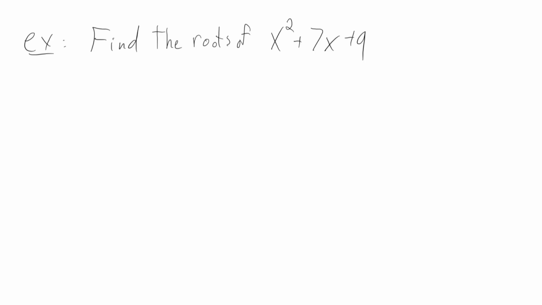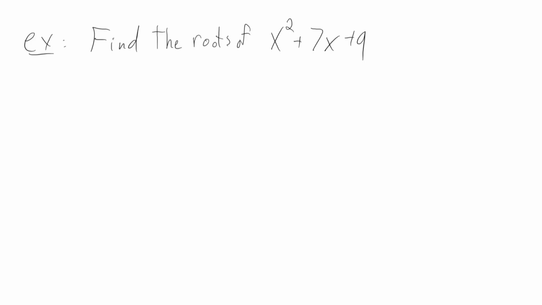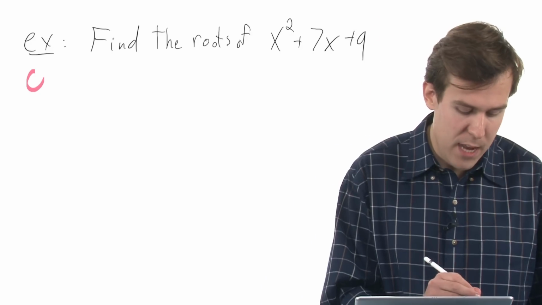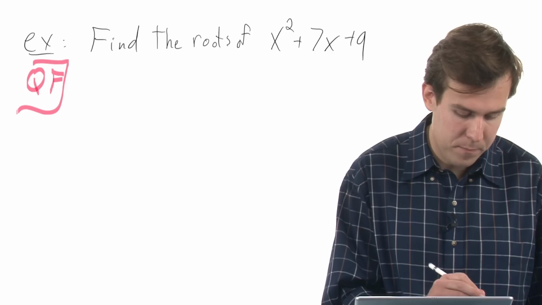So let's look at an example where I think factoring might be too difficult. I think you could play this game all day and try to figure out, okay, what two numbers add to give me 7 and multiply to give me 9. And I think you'd have a hard time doing that, because this is not an example where factoring is ideal. And in fact, we don't ask you to do that. So if we look at this example, I don't say factor it. I say find the roots of it. So this is begging out for the quadratic formula.